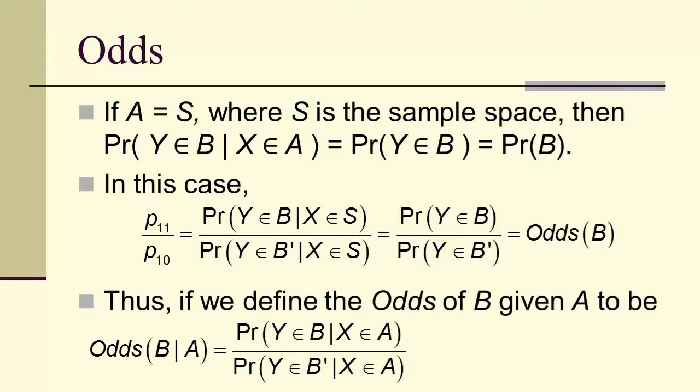So if we define the odds of B given A to be this ratio of the probability of y in B given that x is in A over the probability that y is in B prime given that x is in A, then P11 over P10 is the odds of B given A.